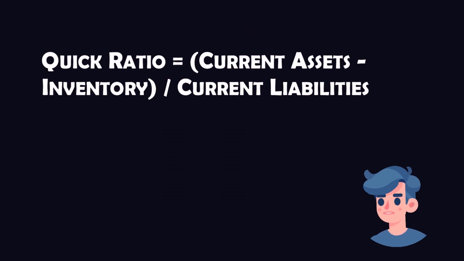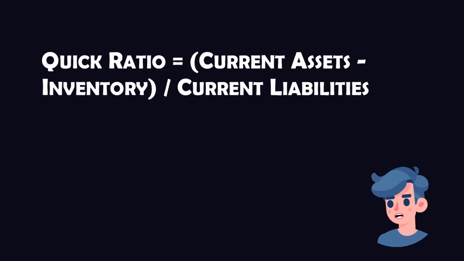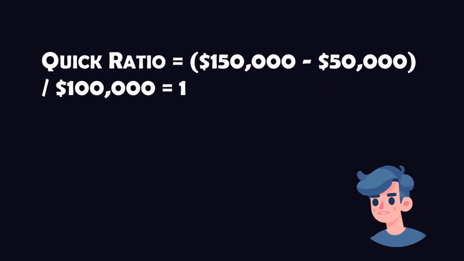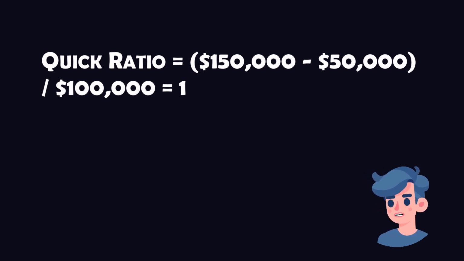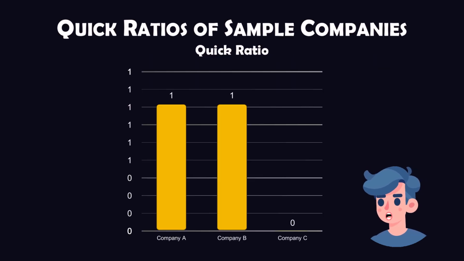Next, we have the quick ratio, also known as the acid test ratio. This ratio measures a company's ability to cover its short-term obligations without relying on the sale of inventory. Imagine a company with current assets of $150,000, inventory worth $50,000, and current liabilities of $100,000. The quick ratio would be 1. Here's a comparison of quick ratios for our sample companies.